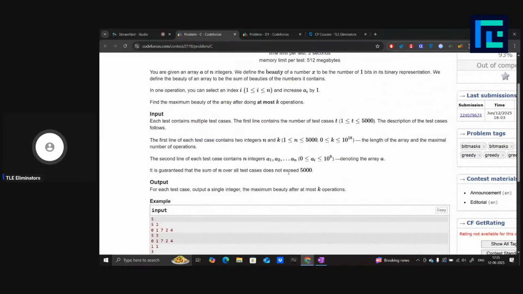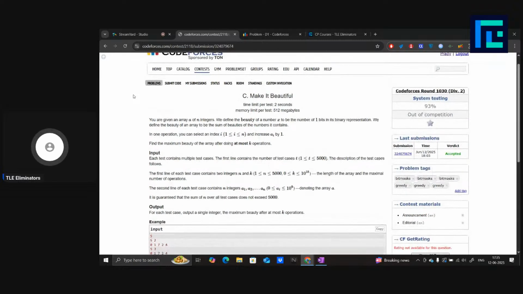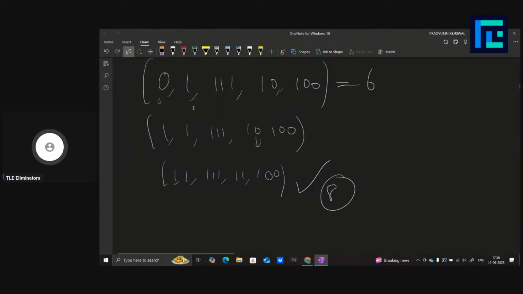And here the constraint on n is just 5000, although I solved it in n log n, so I don't know why it is 5000, but okay. Anyways, so yeah, how do I actually solve this? Let us just think about that. Now guys, I will keep this a bit interactive. Okay, so I have a question for you guys.